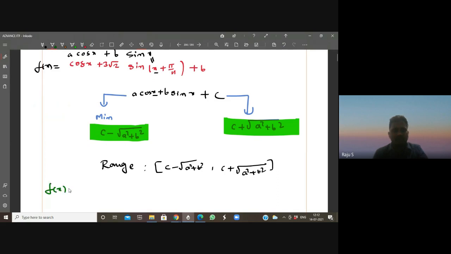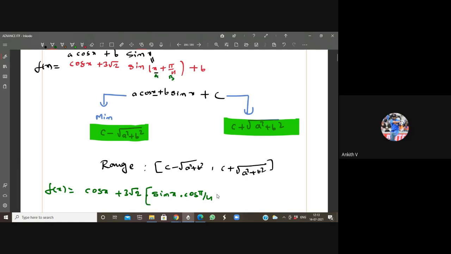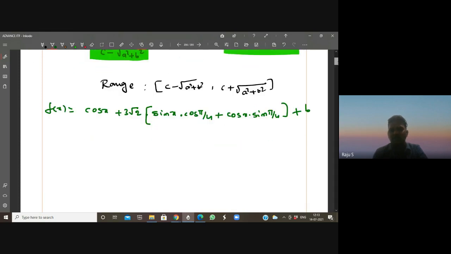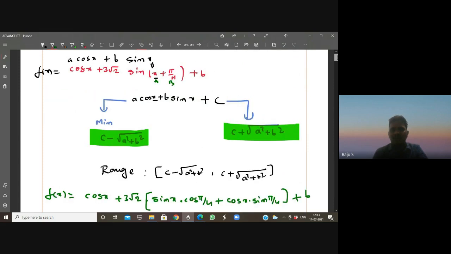Now f of x is equal to cos x plus 3 root 2 times sin(a plus b). Student, what is the sin(a plus b) formula? This is a, this is b. Sin a cos b plus sin b cos a. Plus 6 as it is. Plus 6 is a constant. C is a constant. I applied it here from this sin(a plus b).